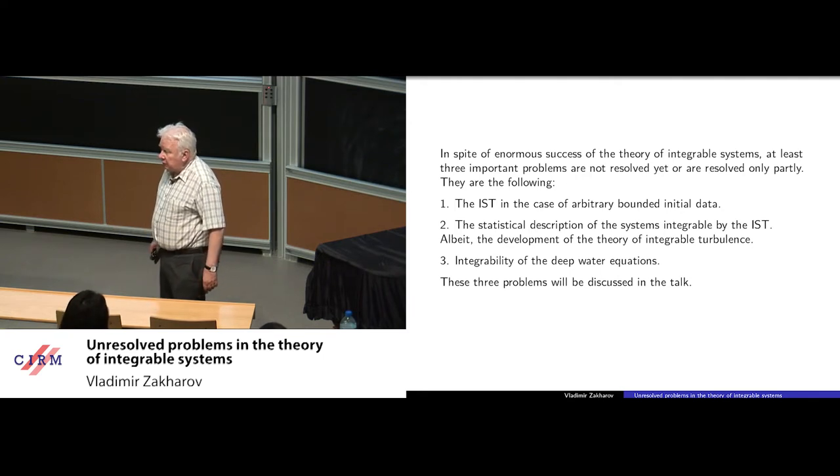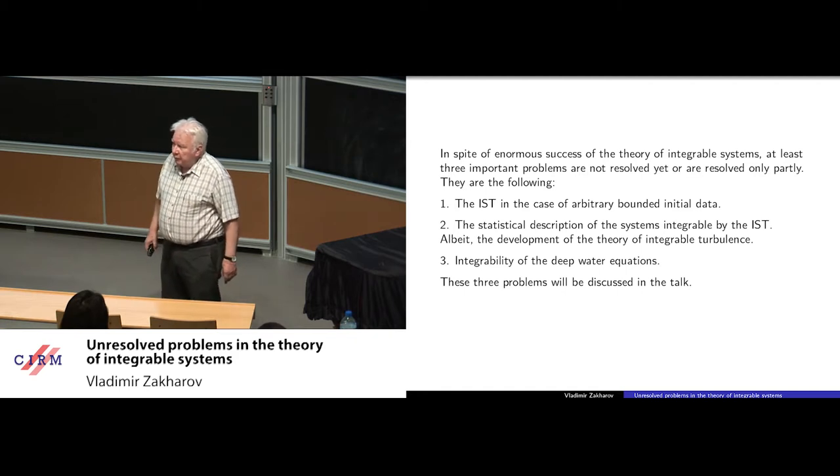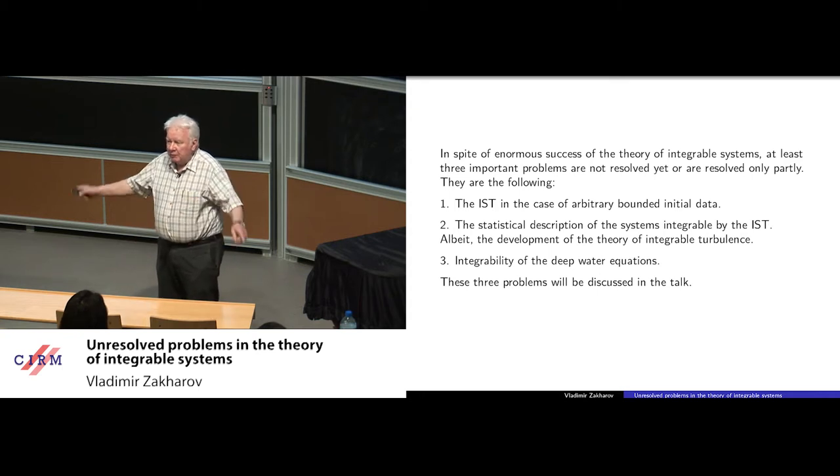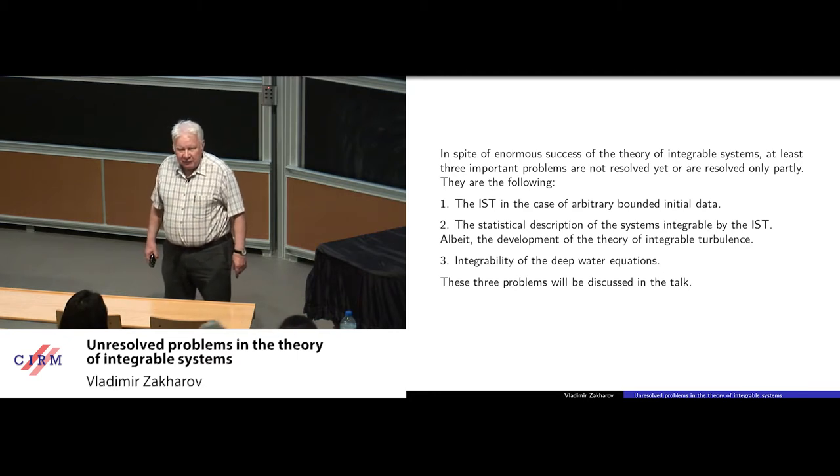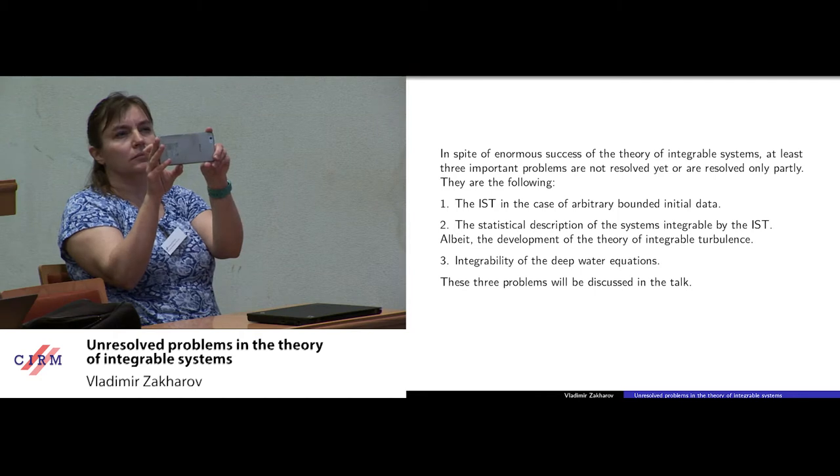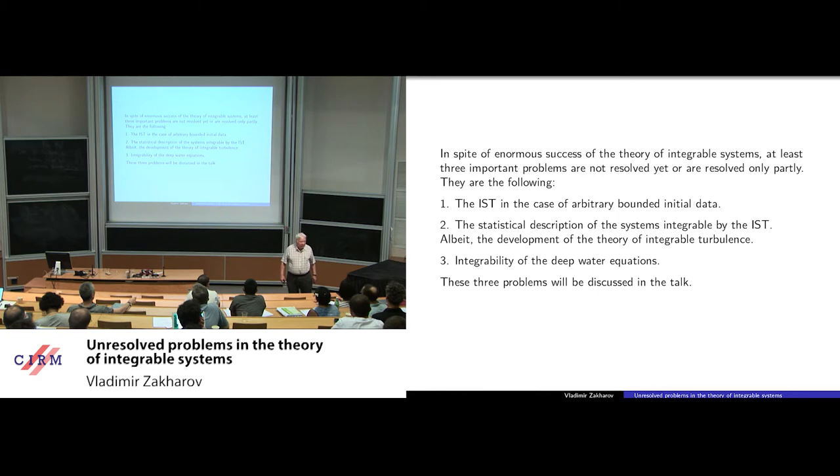The first problem is, everybody knows the Korteweg-de Vries equation. Everybody knows how to solve the Korteweg-de Vries equation if the initial data decay at infinity, but nobody knows how to solve the Korteweg-de Vries equation if the initial data are just bounded, not decaying at infinity. The same problem is unsolved for the nonlinear Schrödinger equation.